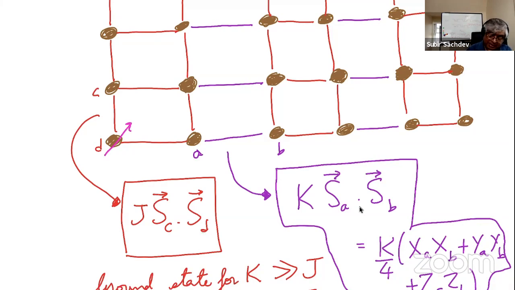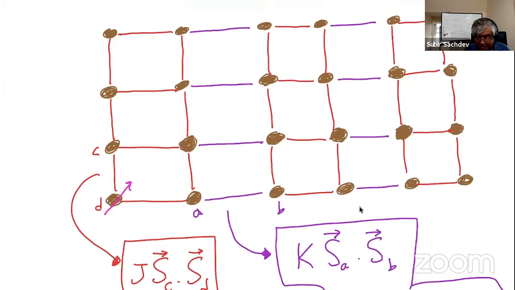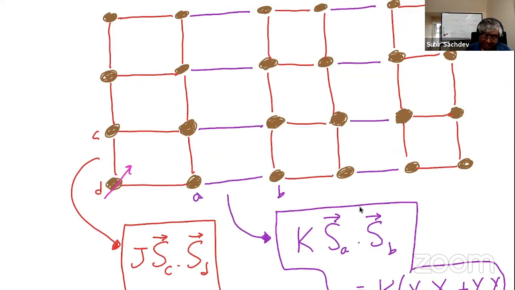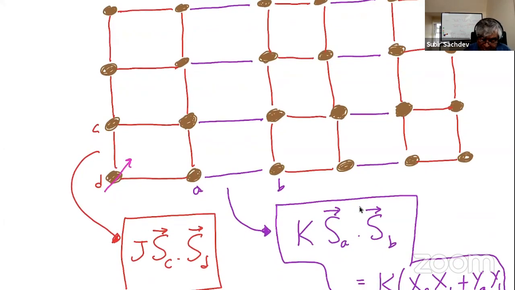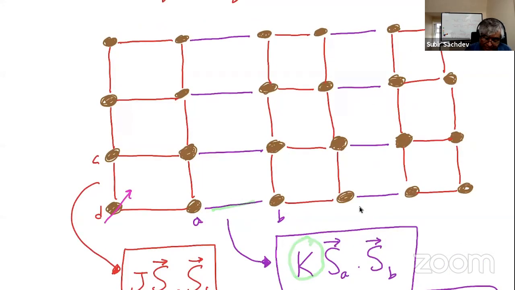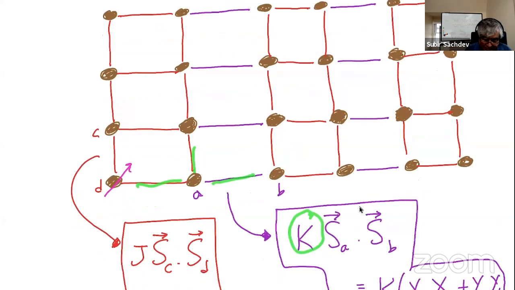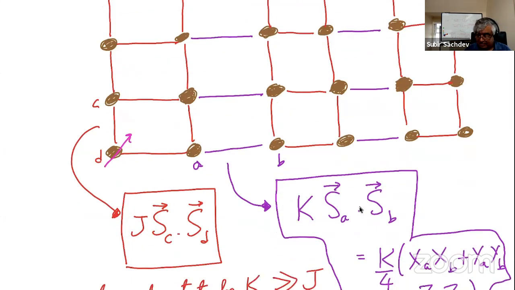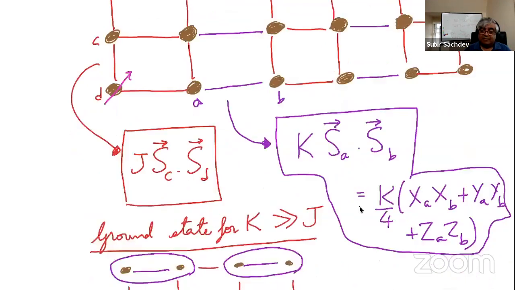Okay, so now if I make all the couplings the same, well, that's the square lattice antiferromagnet, but to get a quantum phase transition, I have to do something else. So imagine I get a system, and there do exist such systems in the lab, where you can make crystals like this, where on the purple lines, the coupling is K, and on the red lines, the coupling is J. And this S dot S is, of course, XX plus YY plus ZZ.